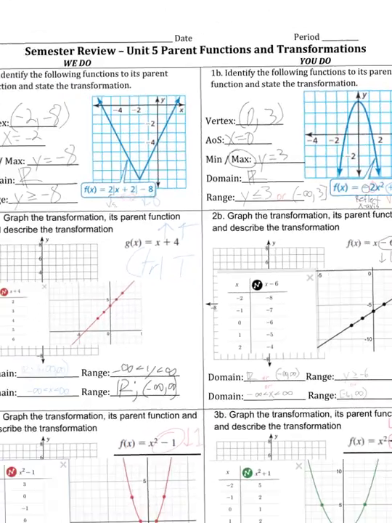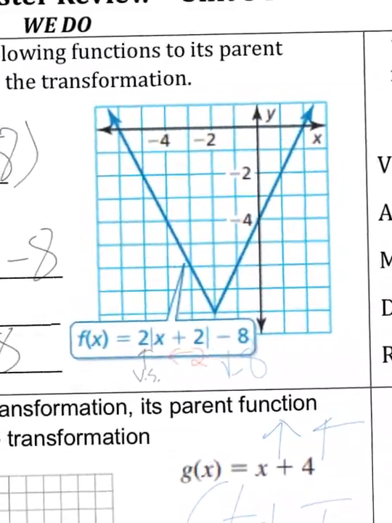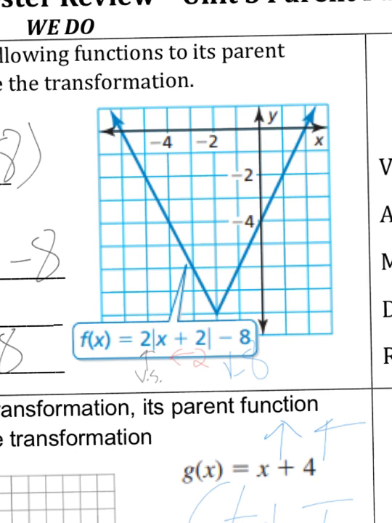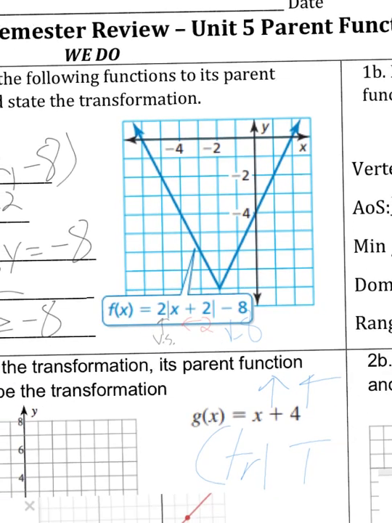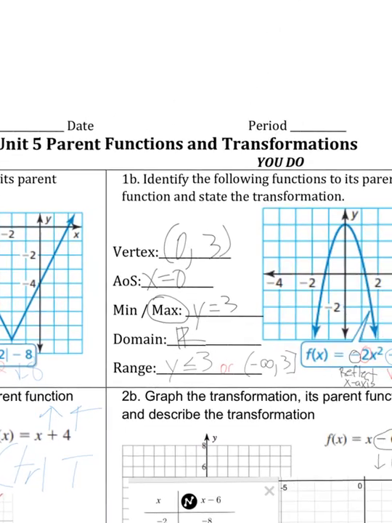On this graph here, by the way, in the first video, I don't think I pointed out the transformations on this first one. This 2 is vertically stretching this. This plus 2 made it go left 2, and this minus 8 made it go down 8. See? The vertex goes left 2, down 8. And the graph would look a little bit skinnier than another graph without that 2 in front of it.